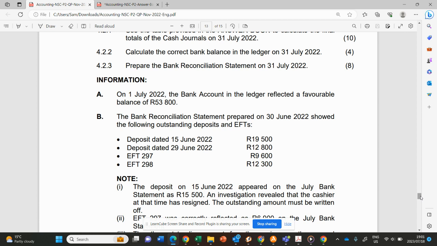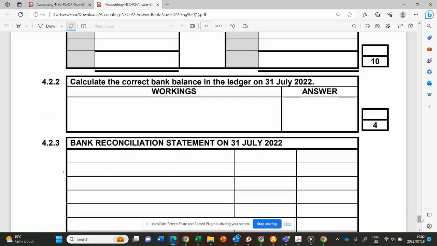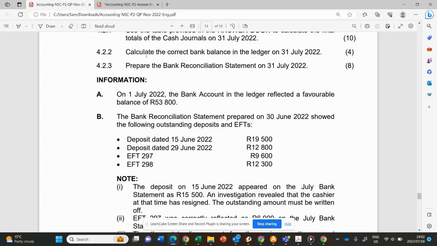Information A, they tell us about the opening balance of the bank account, which is 53,800. Then they said it is favourable. Favourable meaning it should be reflected on the debit side of the bank account. It's a positive balance. So where are you going to record that? You're going to record it there as an opening balance of the bank account. You're going to reflect it as a positive amount. Then you're going to say plus 53,800.